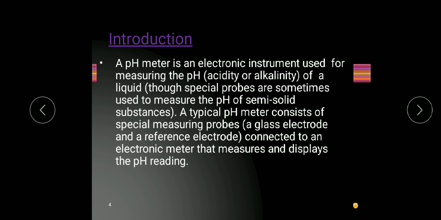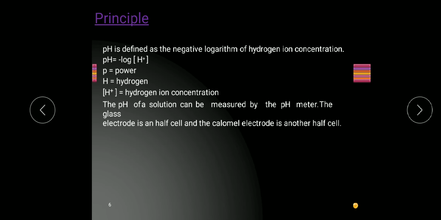A pH meter is an electronic instrument used for measuring the pH, that is the acidity or alkalinity, of a liquid. Special probes are sometimes used to measure the pH of semi-solid substances. A typical pH meter consists of special measuring probes, a glass electrode and a reference electrode. It is connected to an electronic meter that measures and displays the pH reading.